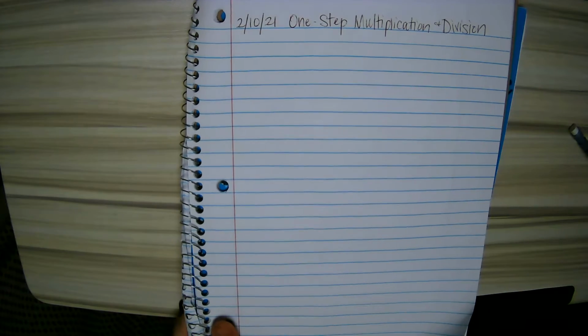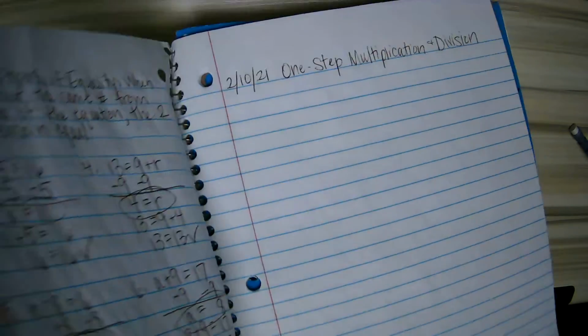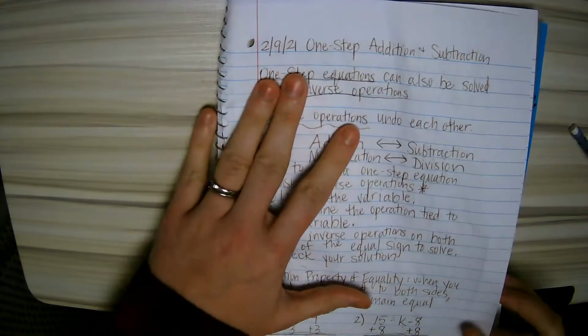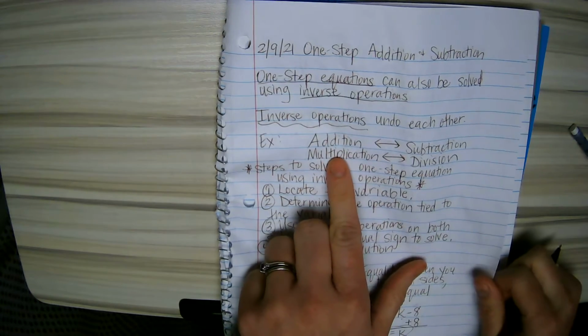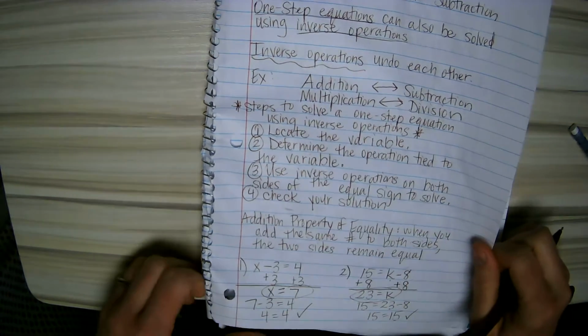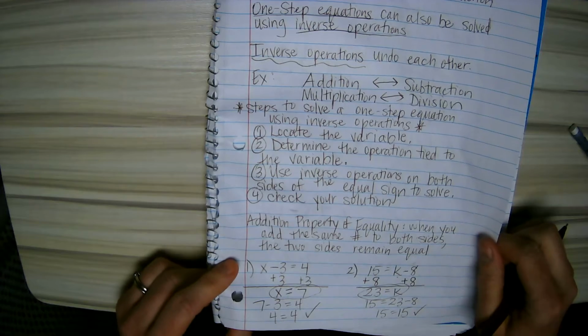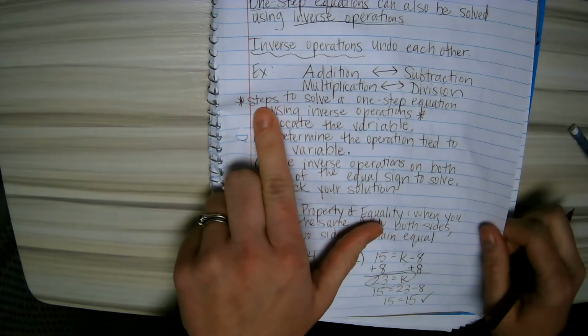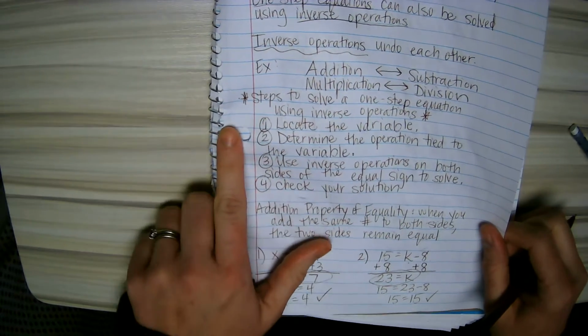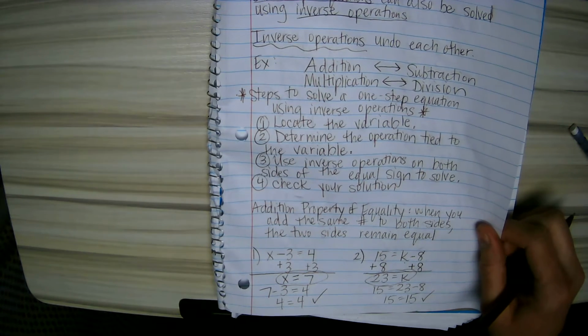Alright, you guys, first from yesterday, I want you to remember what an inverse operation is. So yesterday we worked with addition and subtraction. Today we're going to work with multiplication and division because they're inverse operations of each other. I also want you to be sure you have written down the steps to solve a one-step equation.